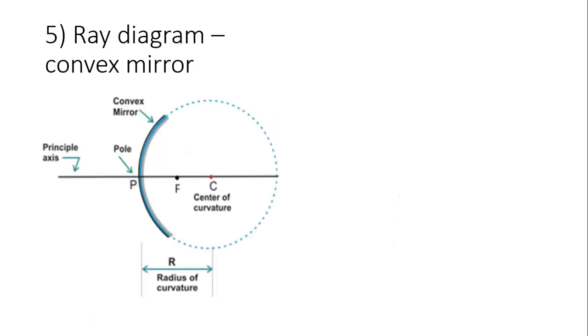Okay, let's go to the ray diagram for a convex mirror. Here's your pole, P. It doesn't matter whether you use capital R or small r, radius of curvature, it's the same thing. Just a symbol, that's all. There's your object.